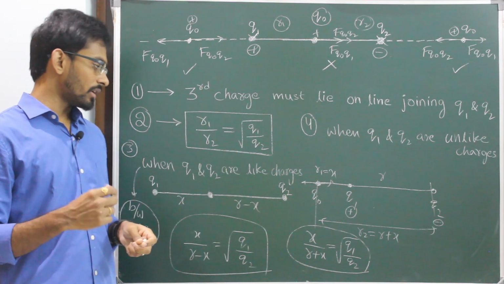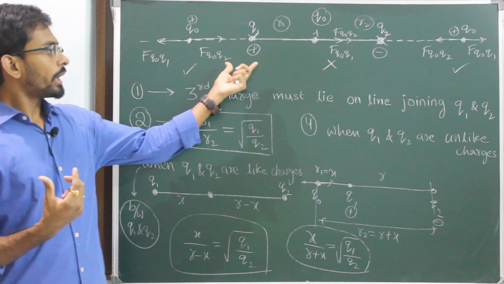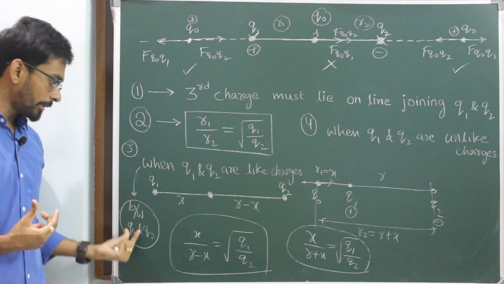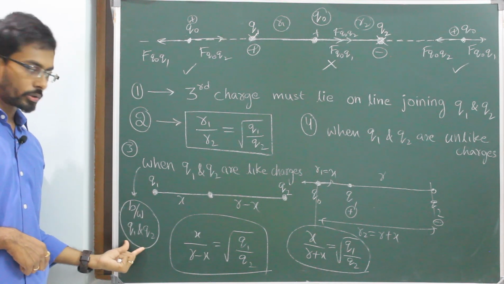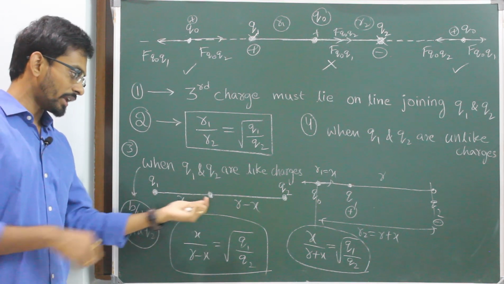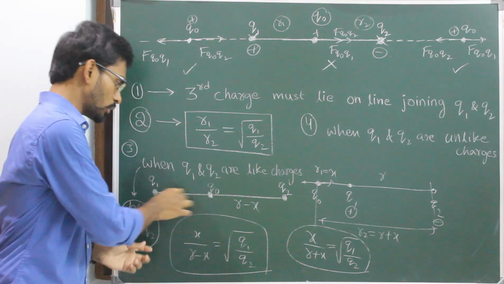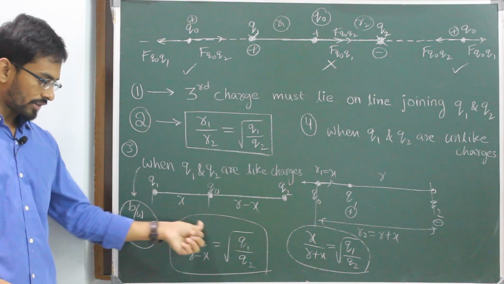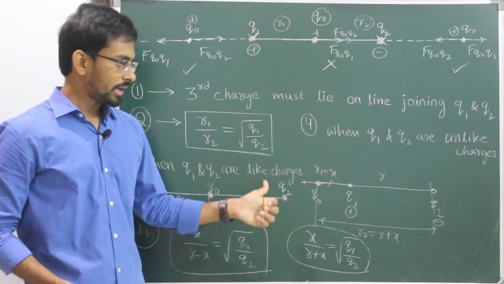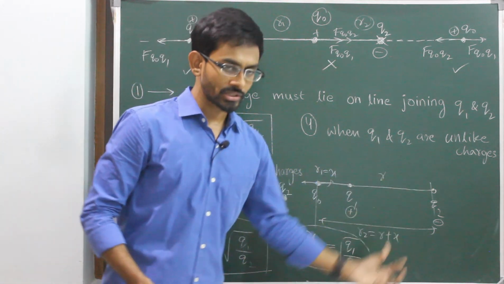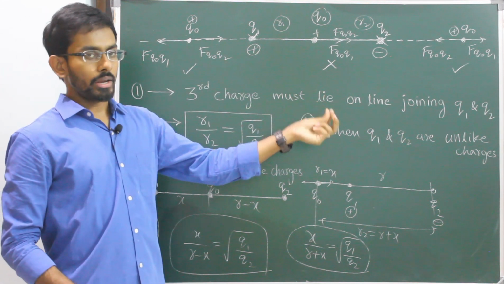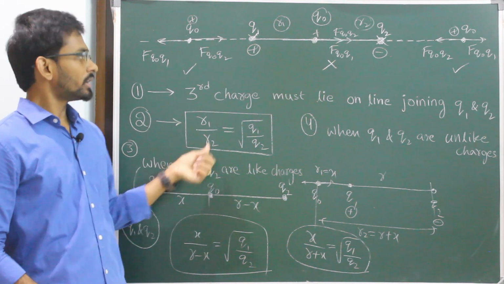Now the third condition, we will check for special cases. When both are like charges, the equilibrium has to be in between q1 and q2. So we have taken the point q0 somewhere in between q1 and q2, that is at a distance x from q1, and then we got the ratio and we can find the x value. And similarly, when q1 and q2 are unlike charges, the equilibrium may be towards left or towards right. Now we will check for the second condition.